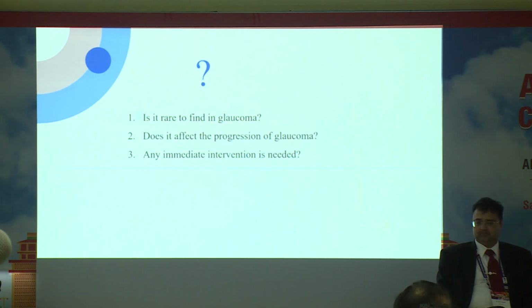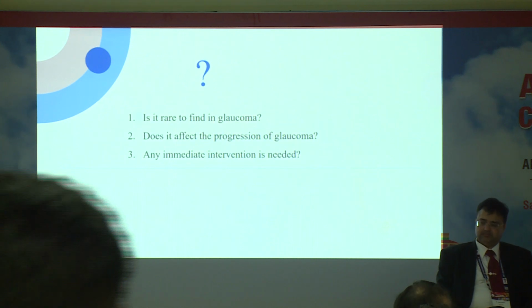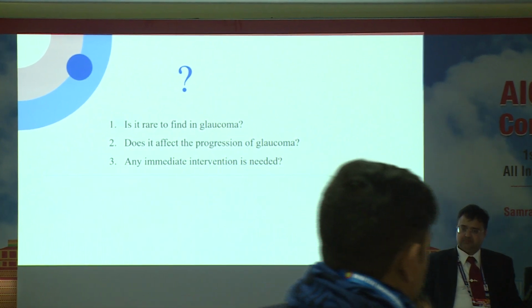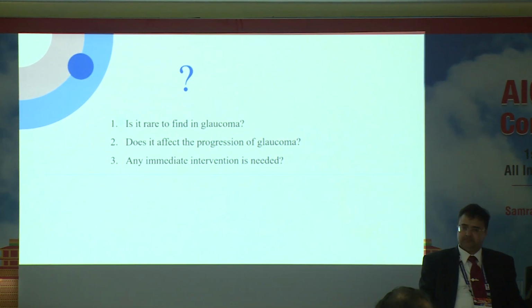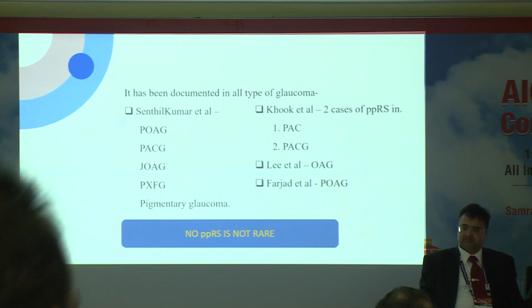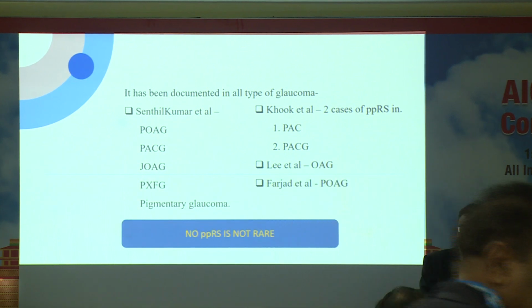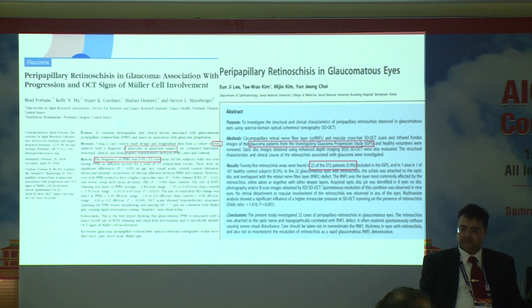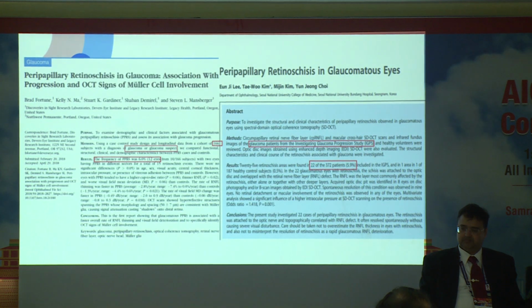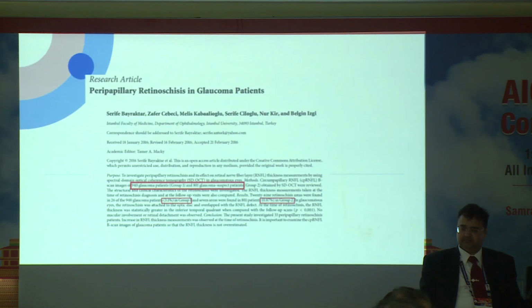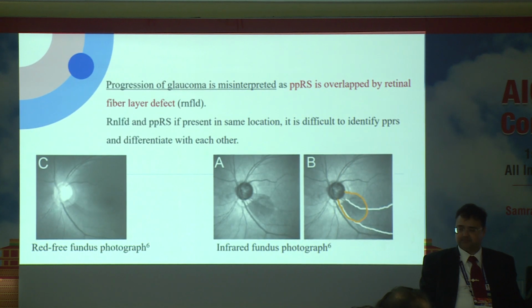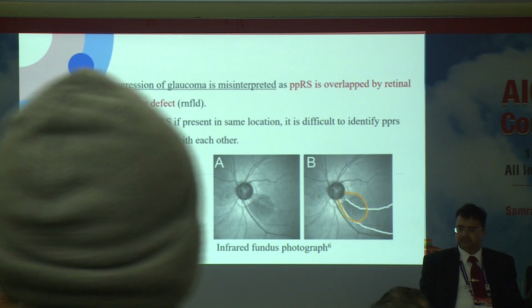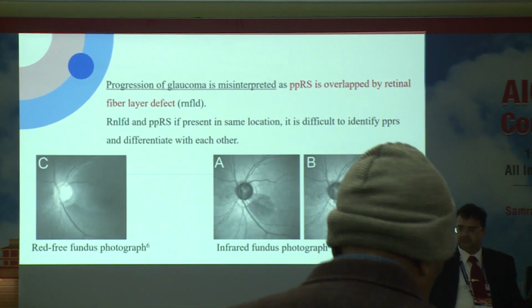So the further questions were: is it rare to find in glaucoma? Does it affect the progression? Or is any immediate intervention needed? Various articles have documented retinoschisis in a variety of glaucomas. Major trials have also looked at its association with glaucoma. And regarding progression, it is usually misinterpreted, as PPRS is overlapped by a retinal nerve fiber layer defect.